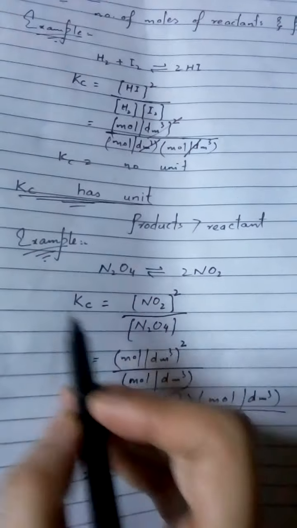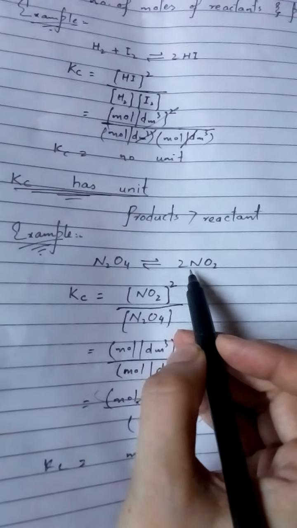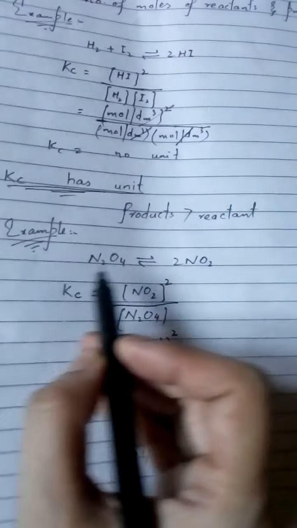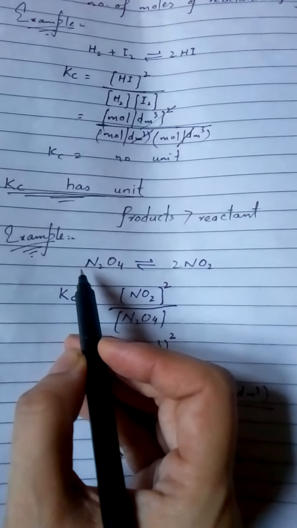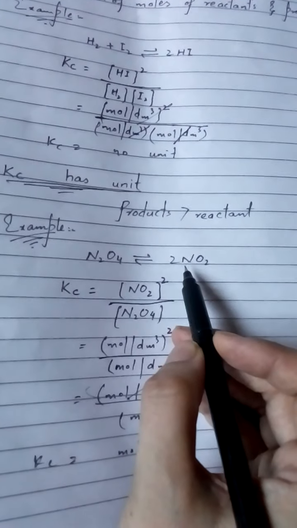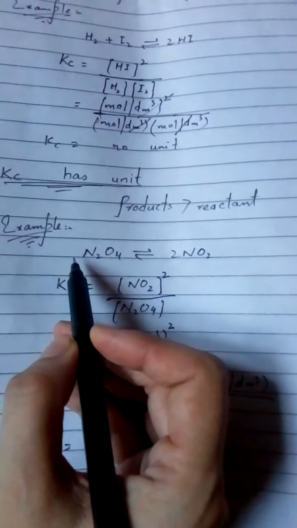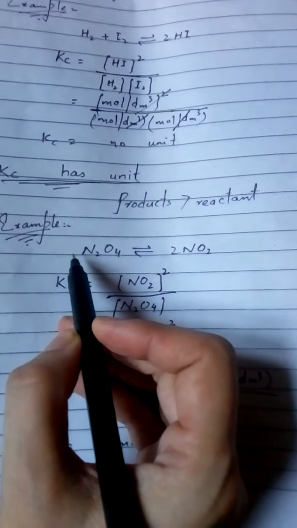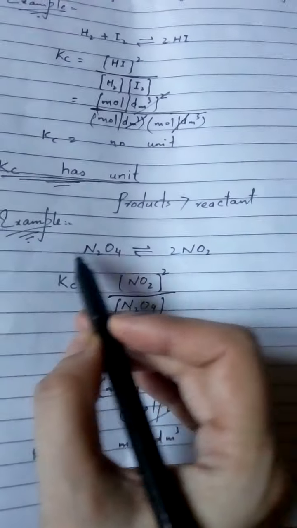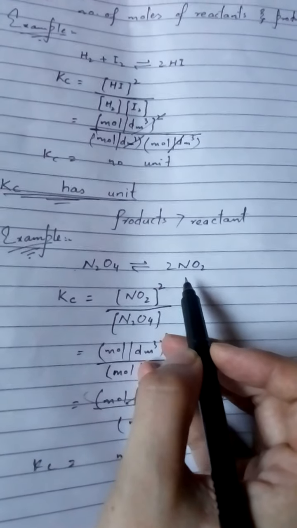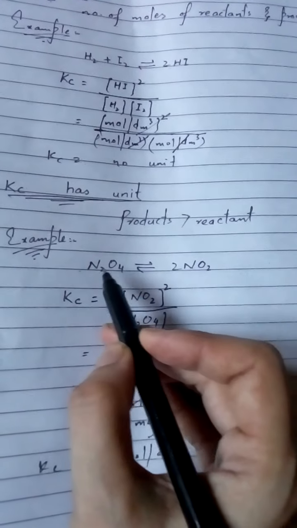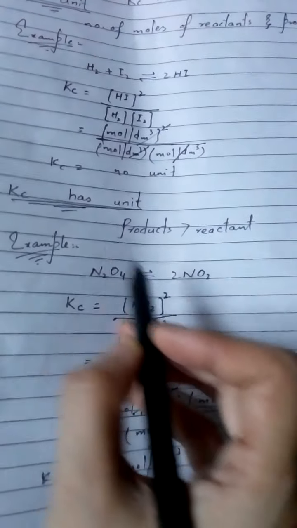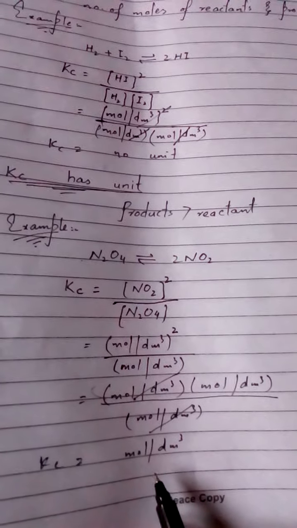Here Kc has a unit because the number of moles of products is greater than the number of moles of reactants. Here 2 moles of products are present, and 1 mole of reactants is present, so 2 is greater than 1. So as the number of moles of products is greater than the number of moles of reactants, that's why Kc has the unit mole per decimeter cube.